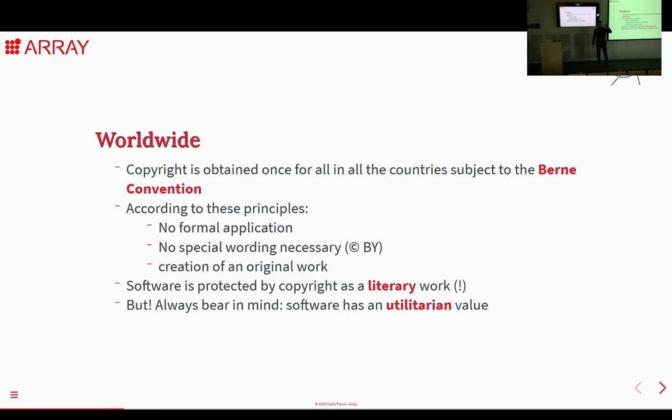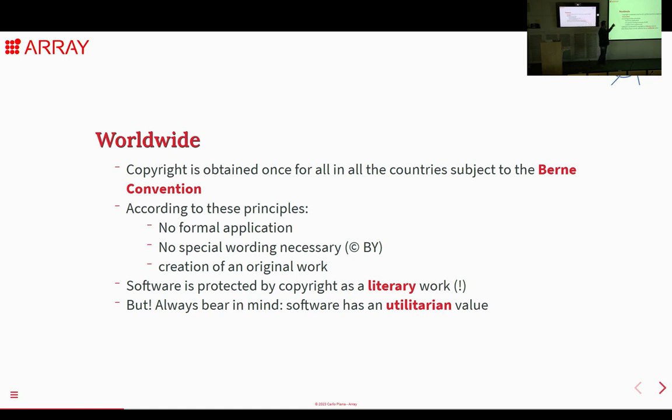As I said, copyright is probably one of the most internationalized sets of rules, because it exists virtually in any country of the world, at least in the most meaningful ones. So more than 100, or rather 190 states belong to the Berne Convention. So the same right obtained in one of the states is obtained through the entire Union. So if you get the right in Switzerland, you are protected everywhere without doing anything.